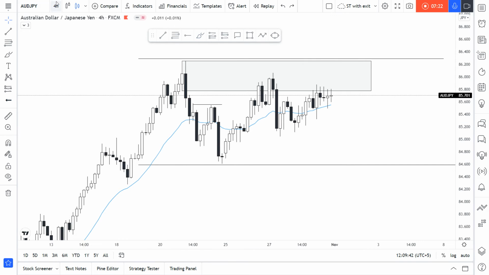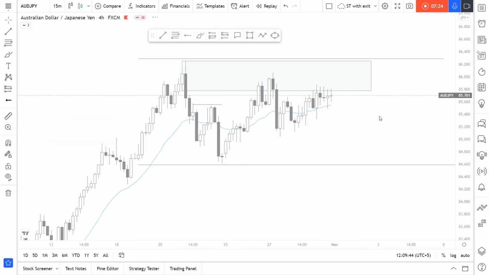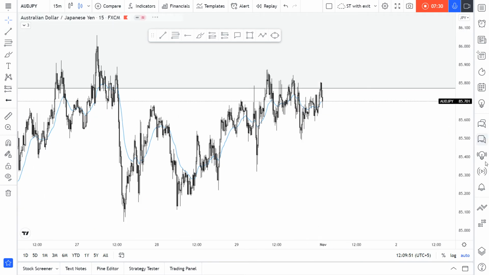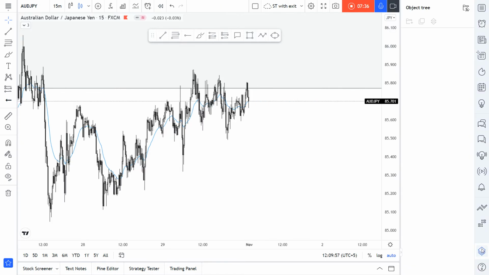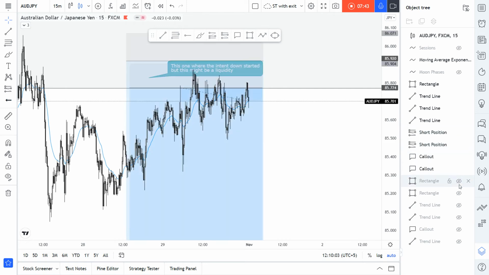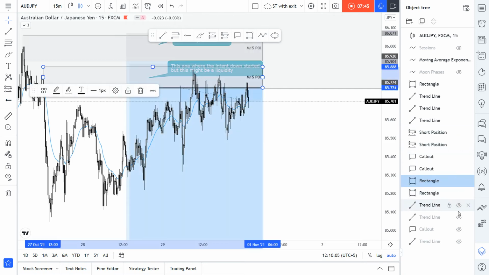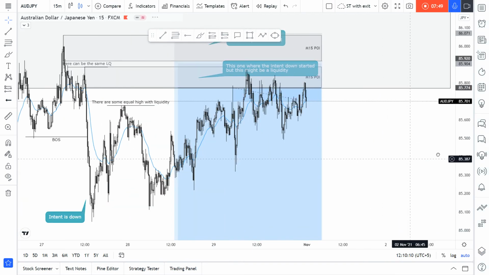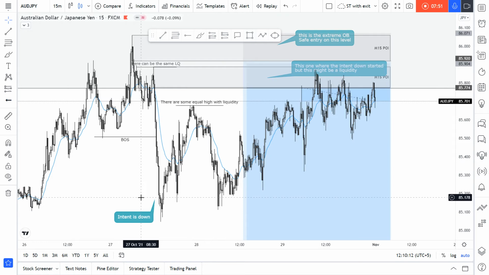So let's see. On the previous week, I had this call, this sell call. Let me see. How is that possible? Order panel, object tree. Yeah, got this. Yeah, here. Intent was to the downside.